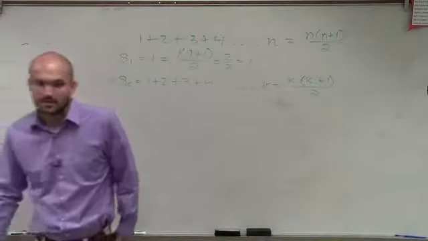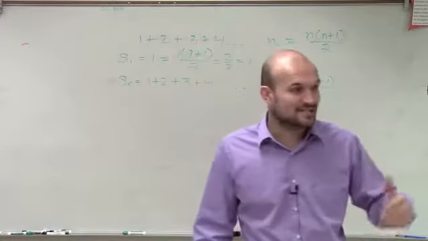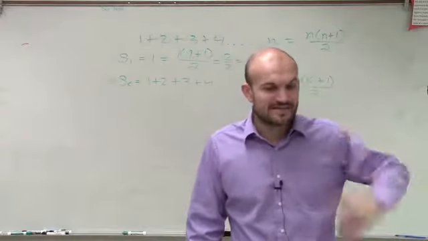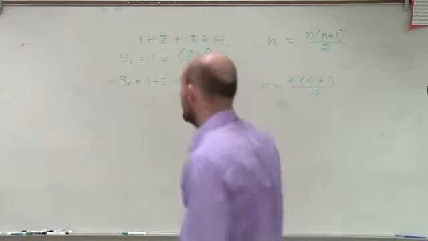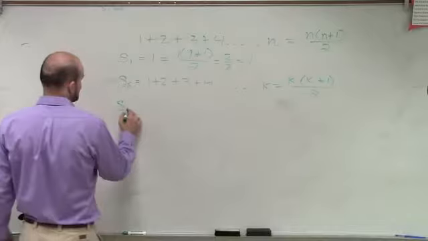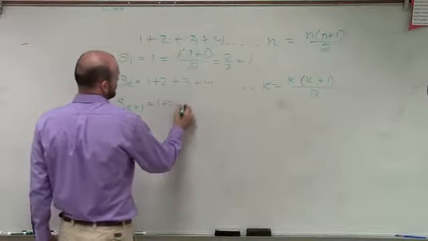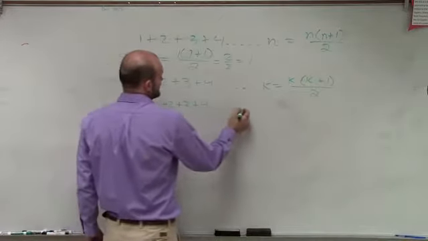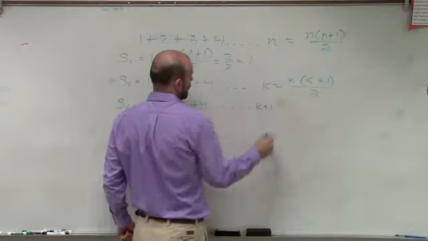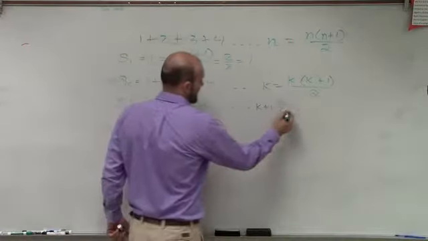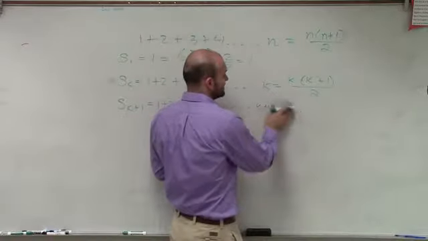All right? So now we're going to say, if it's true for k, then is the next term, k plus 1, going to be equal to S of k plus a of k plus 1? So let's figure out what S of k plus 1 is: 1 plus 2 plus 3 plus 4, dot dot dot, and the next term in the sequence is going to be k plus 1. That has to equal our formula, where I plug in k plus 1.